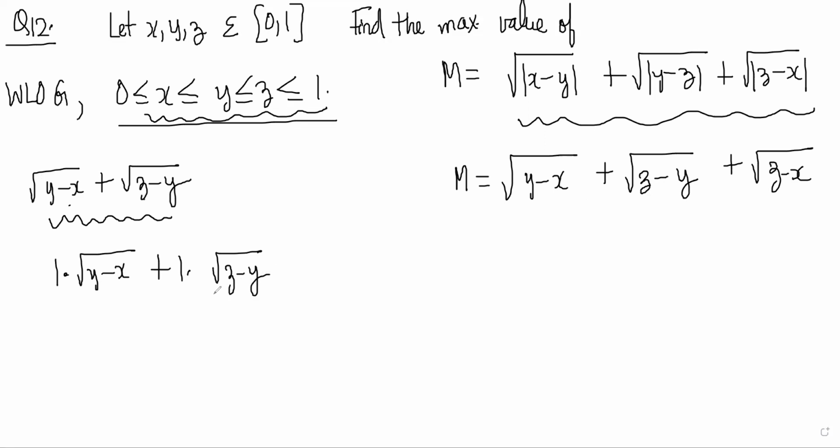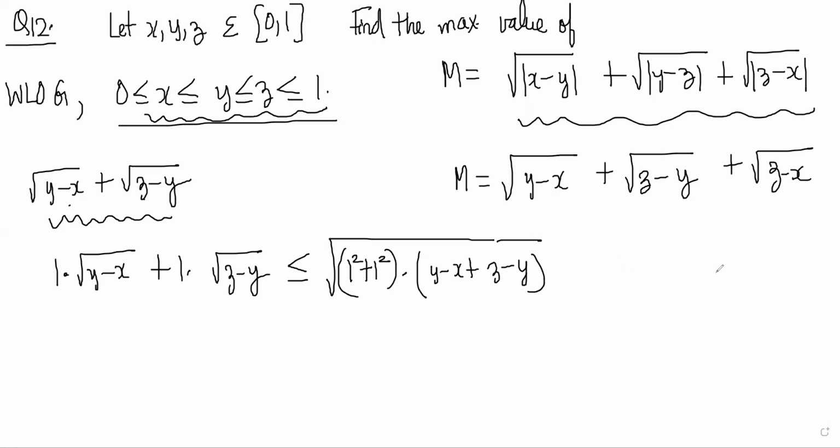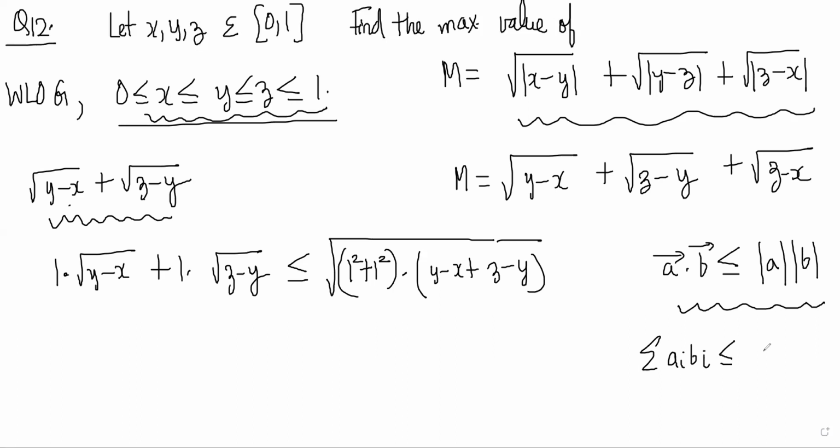And by Cauchy's inequality, this is like a dot product of two terms. So it should be less than equal to root over 1 square plus 1 square multiplied by y minus x plus z minus y, right? Well, what am I doing here? I am saying that a dot b is less than equal to mod a into mod b, right? Cauchy's inequality basically, or you can write it as summation of ai bi is less than equal to root over summation of a square multiplied by summation of b square, right?